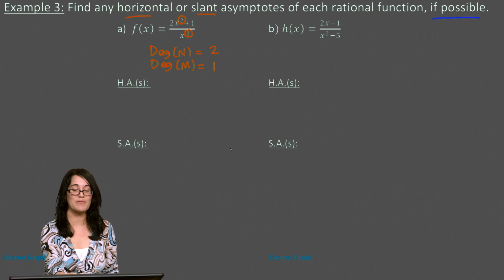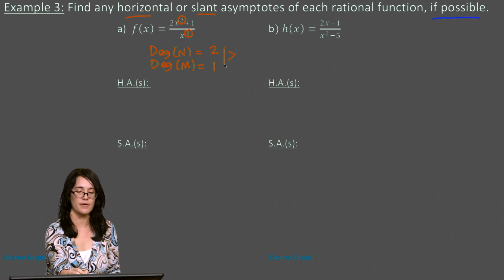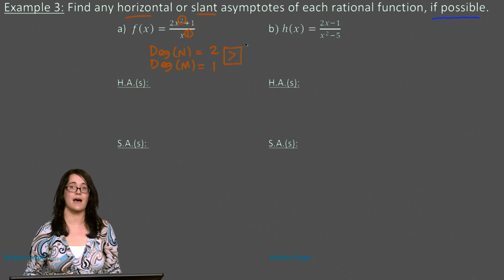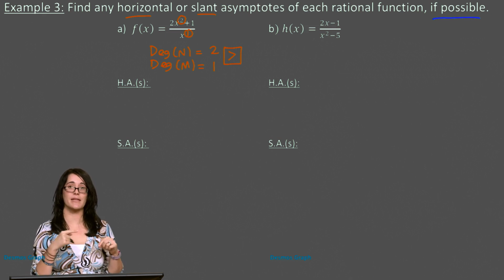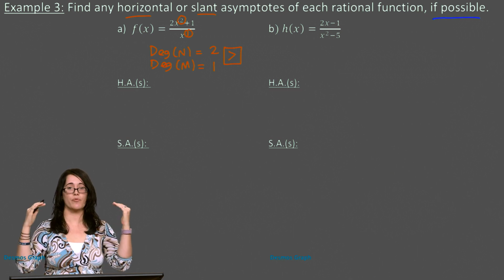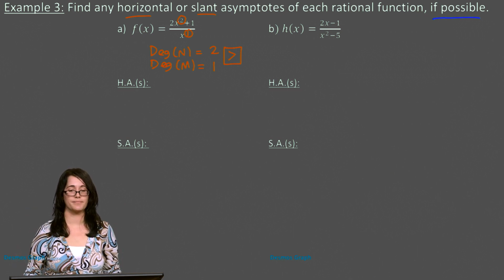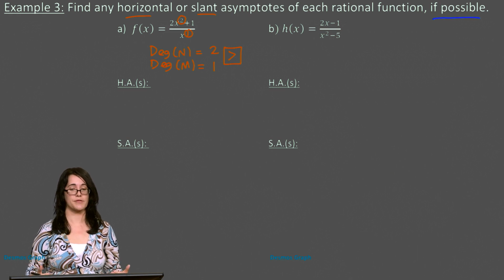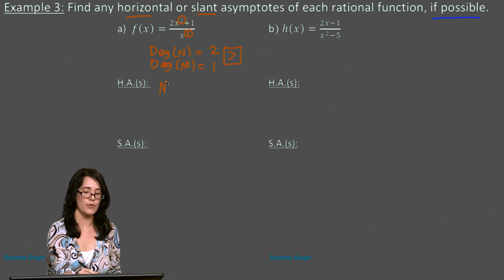So since the degree of the numerator is greater than the degree of our denominator, that's the situation where as x approaches positive infinity, as x gets really, really big, which of them is growing faster, the numerator or the denominator? That's right, the numerator, which means that there's nothing to stop this growth. This is going to continue to grow. It's not going to approach a single number for y. So there is no horizontal asymptote.